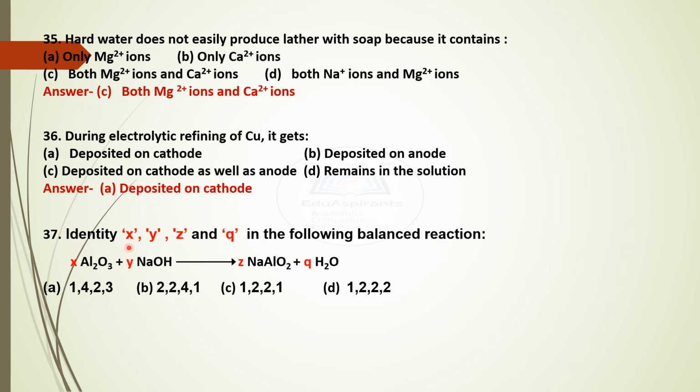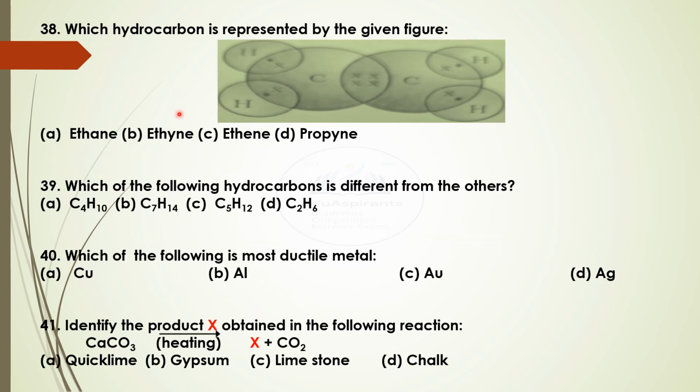37. Identify X, Y, Z and Q in the following balanced reaction. XAl2O3 plus YNaOH gives ZNaAlO2 plus QH2O. So the choices are like X1, Y4, Z2, Q3, something like this. Which one is correct? You have to identify. Correct choice is 1, 2, 2, 1. So that is the answer.